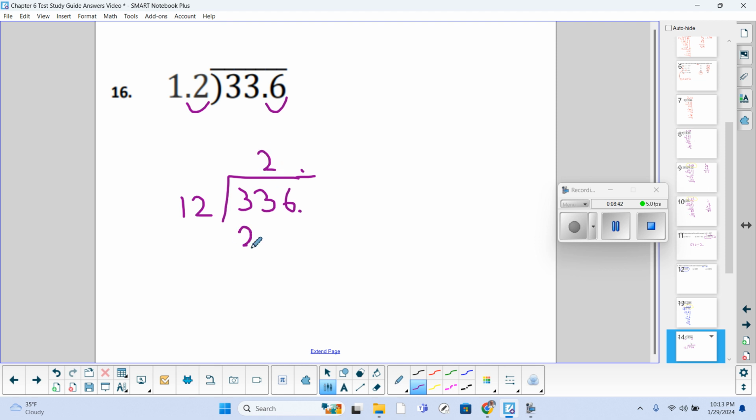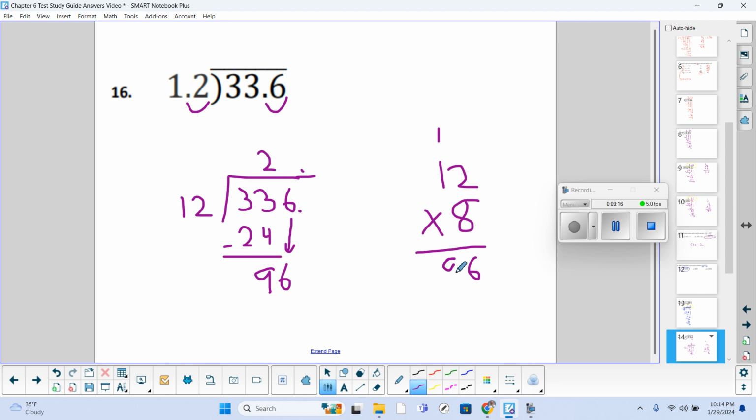2 times 12 is 24. So 33 minus 24 is 9. So now I bring down the 6. How many times does 12 go into 96? Well, I know my 12 times table, but if you don't, I'm going to show you that it's 8 times 12. Sorry for this extra piece. I'm using my mouse, not the stylus today. 8 times 2 is 16. Carry the 1. 8 times 1 is 8. Plus 1 is 9. 96. So, yep, 8 is the number that goes here.